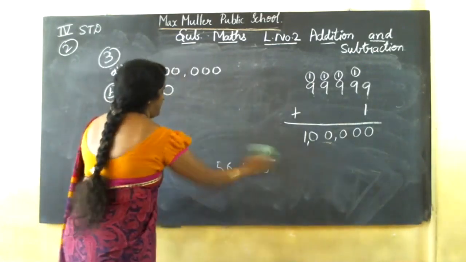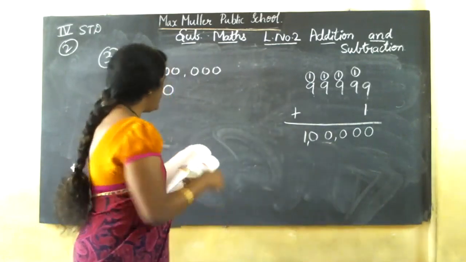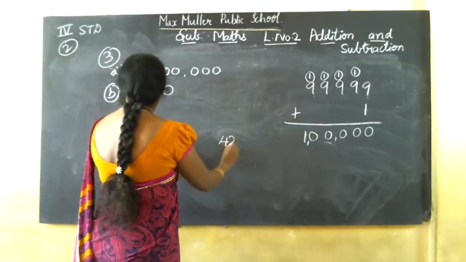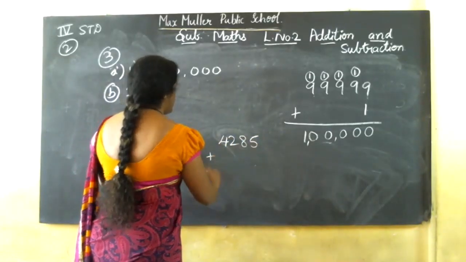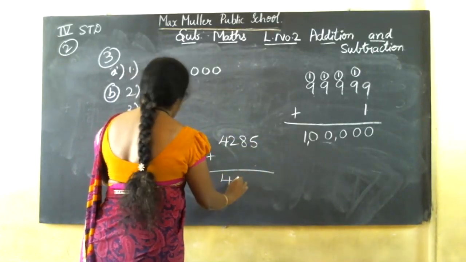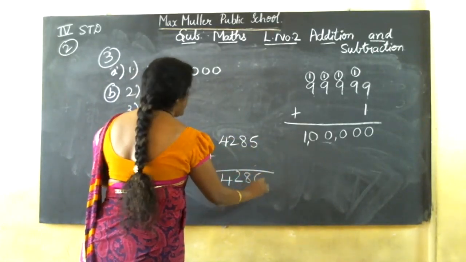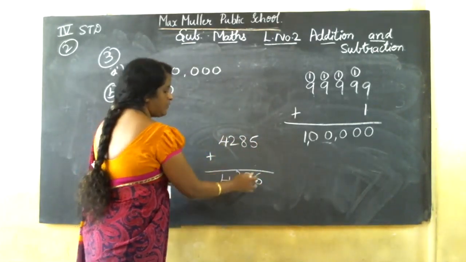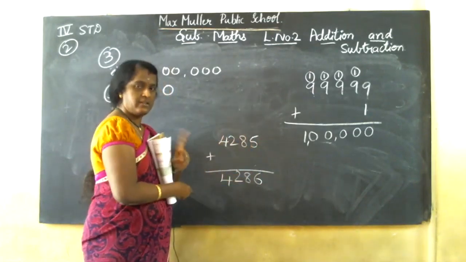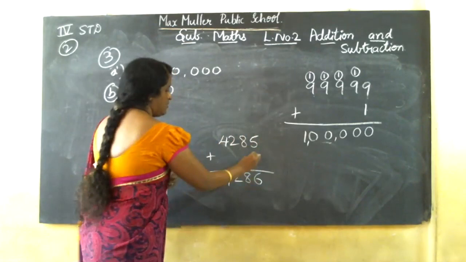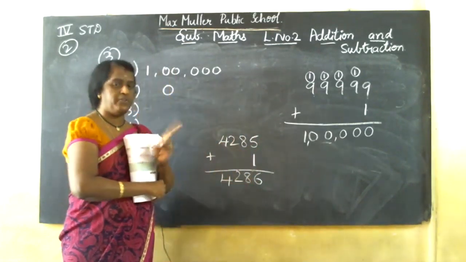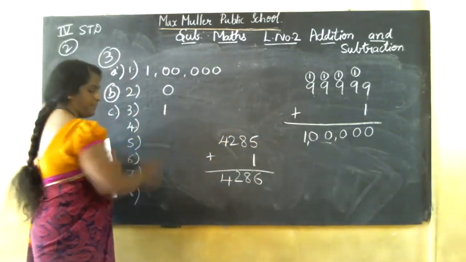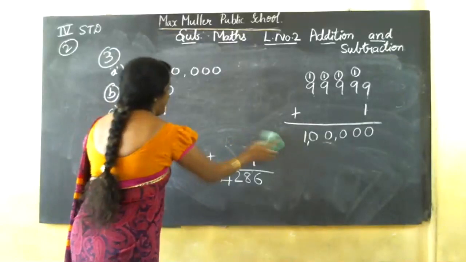Okay. Got it? Third one, C. C1 means what? 4285 plus your answer will be 4286. See here, 8 will be the same, 2 will be the same, 4 will be the same. Here, if you want 6, after 5 comes 6. So 1. If we want 6 from 5, the answer is 1. So C1 is 1. Got it?